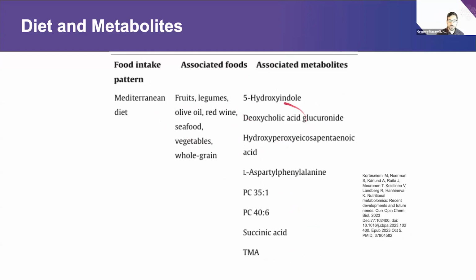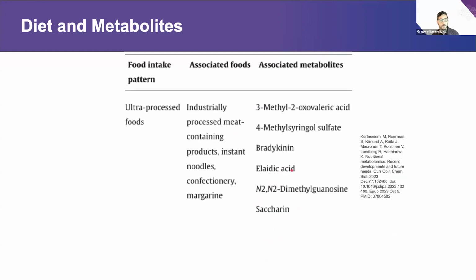With the Mediterranean diet, the more vegetables and fruits you add to a diet, you're going to start seeing metabolites coming from these fruits and vegetables that are measurable in our blood. Mitochondrial metabolites as well, succinic acid, phosphatidylcholine. Ultra-processed foods, this was one I was thinking about, oleic acid. This is actually a trans fat. There's that bradykinin again. Saccharin, which is interesting because that's an artificial sweetener, but I guess it's found in these artificial foods as well.